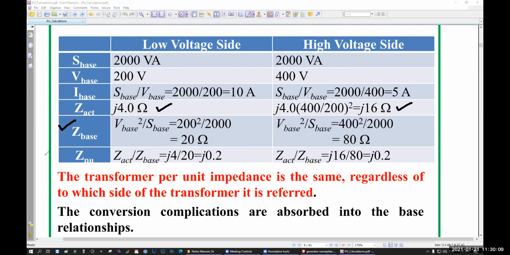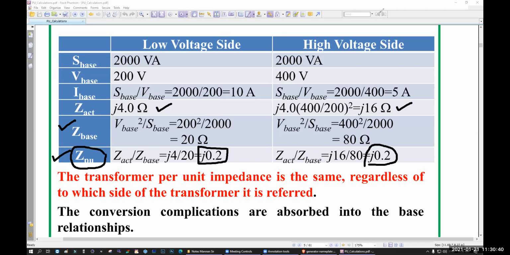See the beauty of per unit. What about this? Per unit voltage, actual divided by base. Actual was 4, base is 20, so it is 0.2. Actual was 16 and base was 80, so divided by it is 0.2. So do you understand the beauty of per unit? What is the beauty of per unit? Understood? Yes, sir, understand, sir.